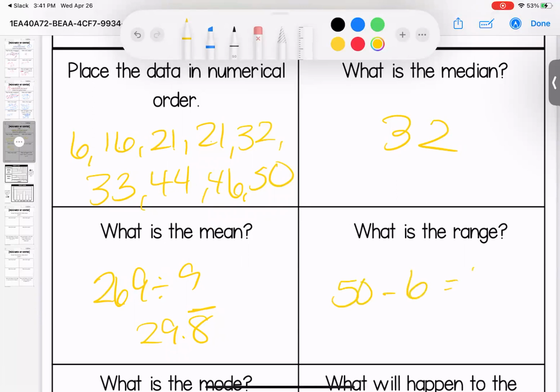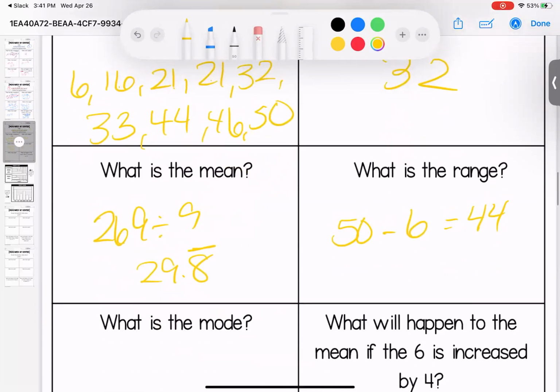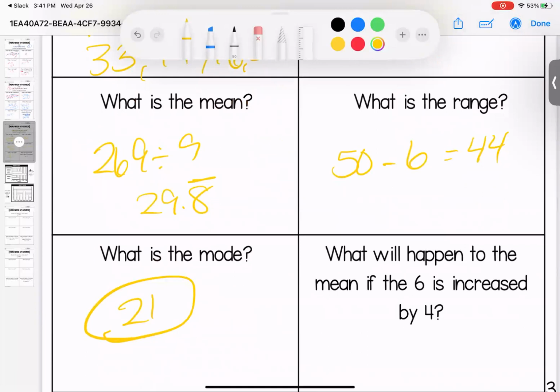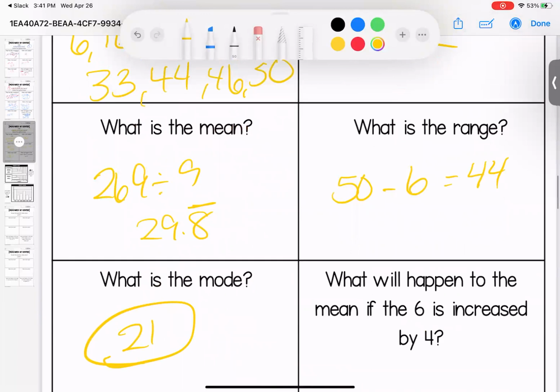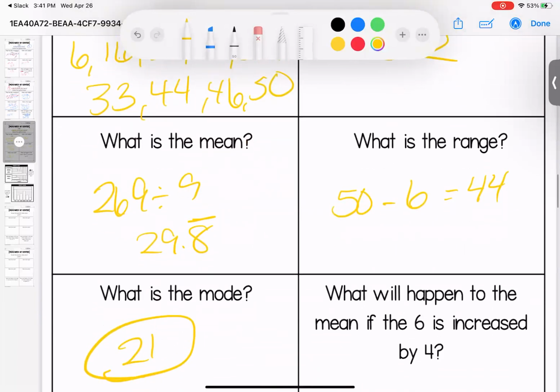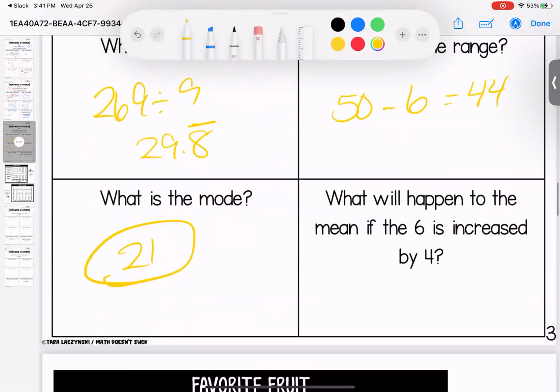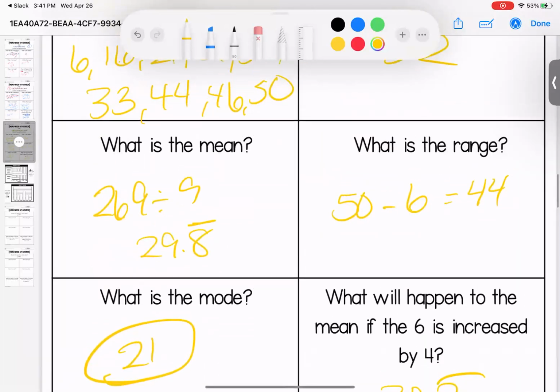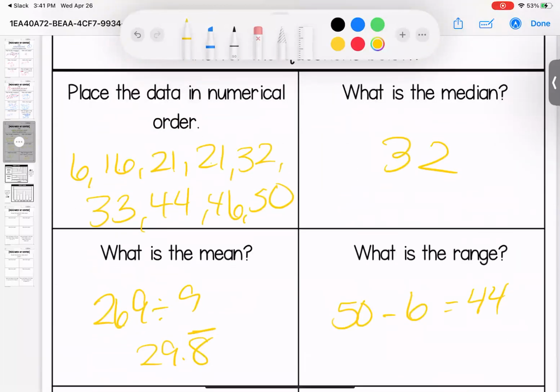What is the range? 50 minus 6 equals 44. What is the mode? Which one happens most often? 21. That's the only one we have a double of. What would happen to the mean if the 6 was increased by 4? So instead of 6, we had 10. So taking our 269, adding an extra 4, dividing that by 9, our mean now would be 30.3 repeating. Questions on these? Go ahead and bring them with you to class.